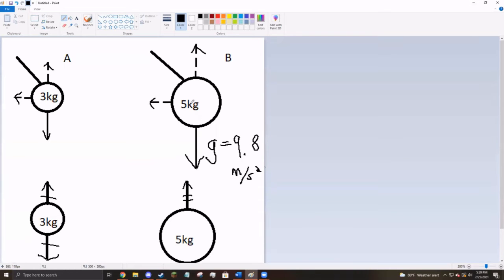So the main part of this is going to be gravity. Now, despite them being different masses, and despite B requiring more force to move its mass, the constant of gravity is 9.8 meters per second squared in terms of acceleration. So what that means is, despite B having more force acted upon it, it will move at the same rate of acceleration, the same rate of change for velocity as mass A.